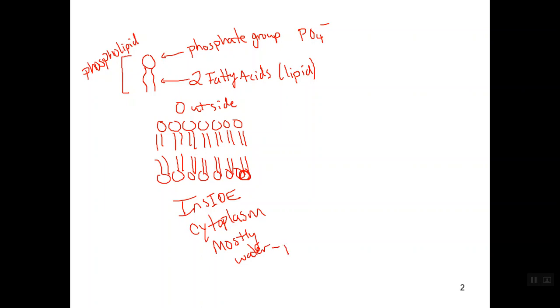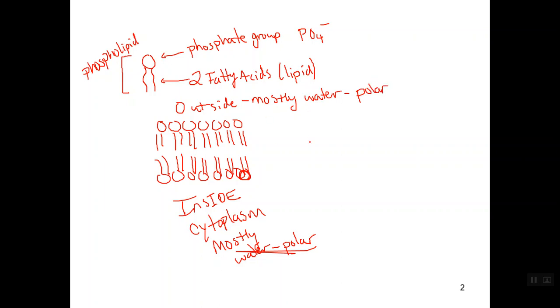And water is polar. Remember that from Unit 2. Water is polar. It has a partially positive side and a partially negative side. The same is true for the outside of the cell. The outside of the cell is mostly water, which means the outside of the cell is mostly polar.